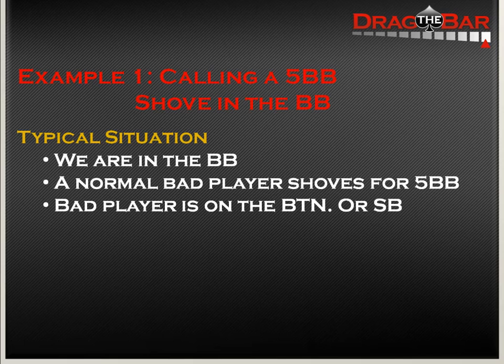So the first thing we do is we look at people who are trying to steal our big blind. And we assume that the player who's shoving into us is what I would term a normal bad player. All right, this is not a good winning regular. This is a player who you just randomly see at the $6.50 level or maybe $12 level or below. And we assume the bad player is on the button or the small blind.